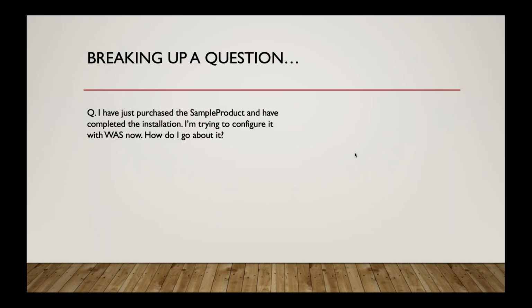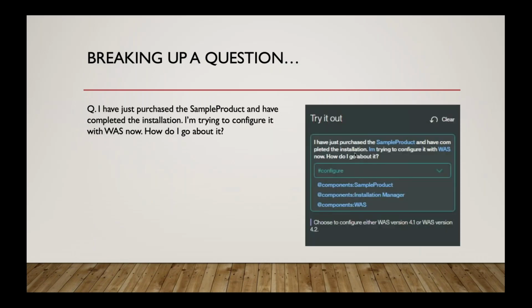And this is one particular complex question: I have purchased the sample product and have completed the installation. I'm trying to configure it with WAS, but how do I go about it? You can see how the bot has broken it up. This is a screenshot from the actual bot working, and you can see how the bot has identified the intent and entities and mapped them to the particular nodes in the entire dialog.